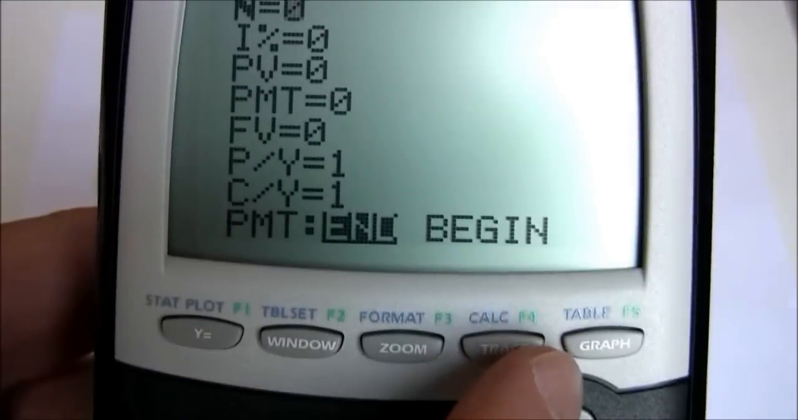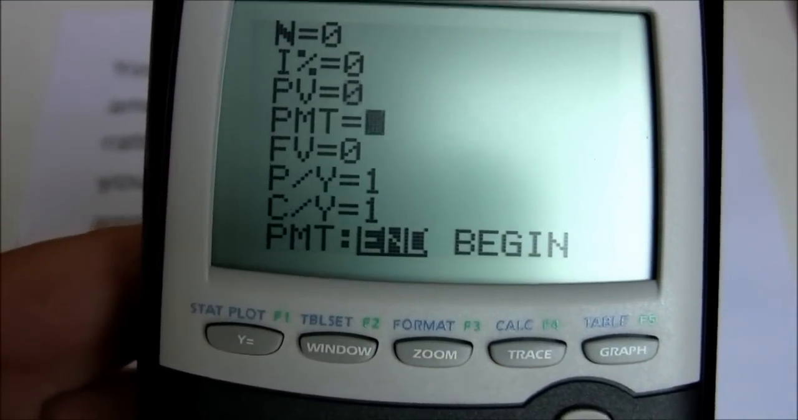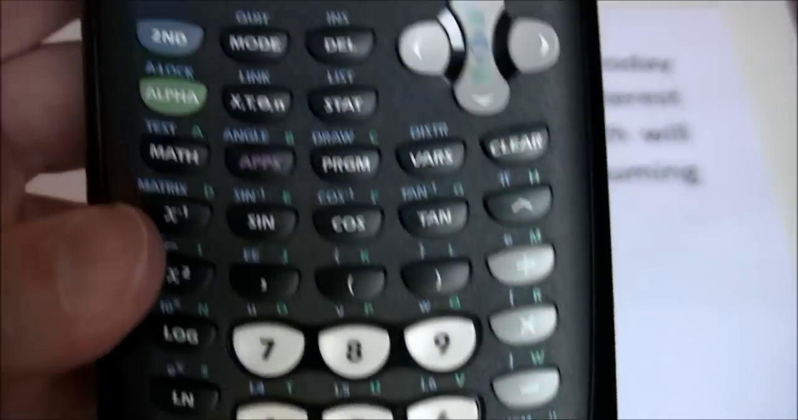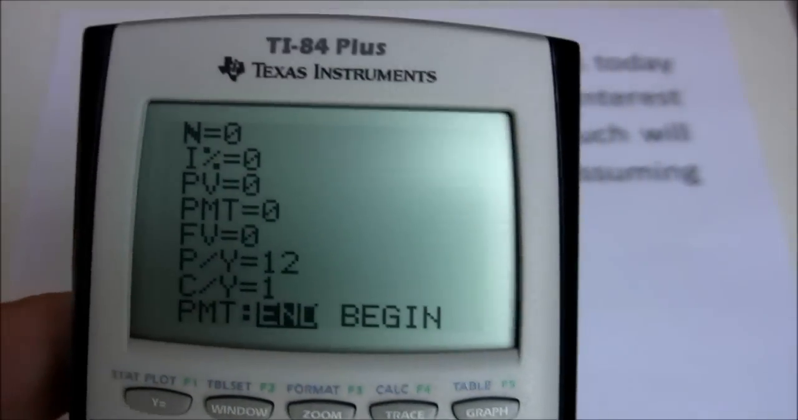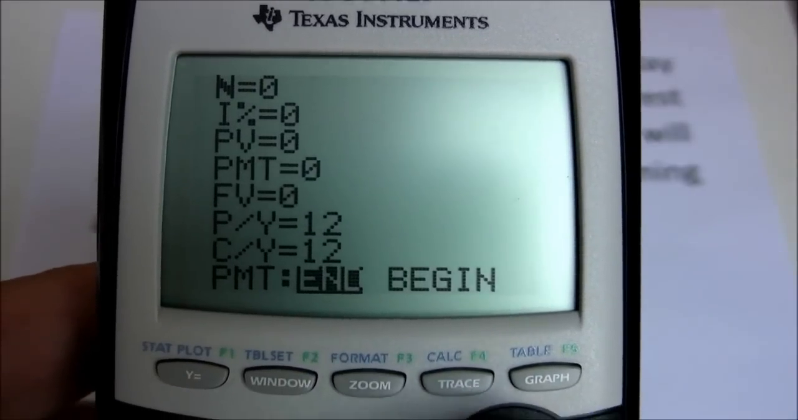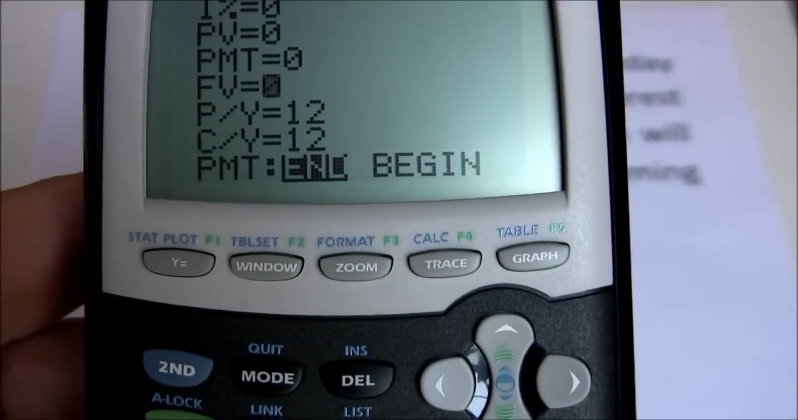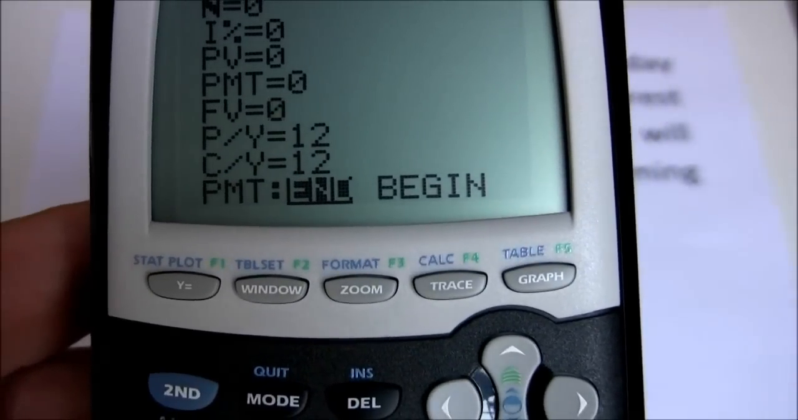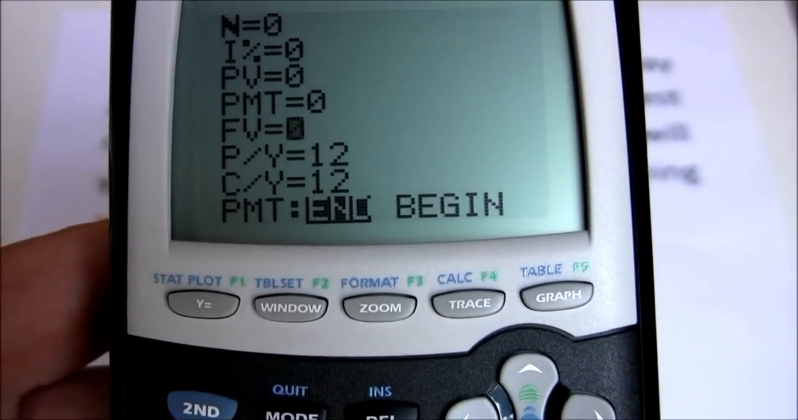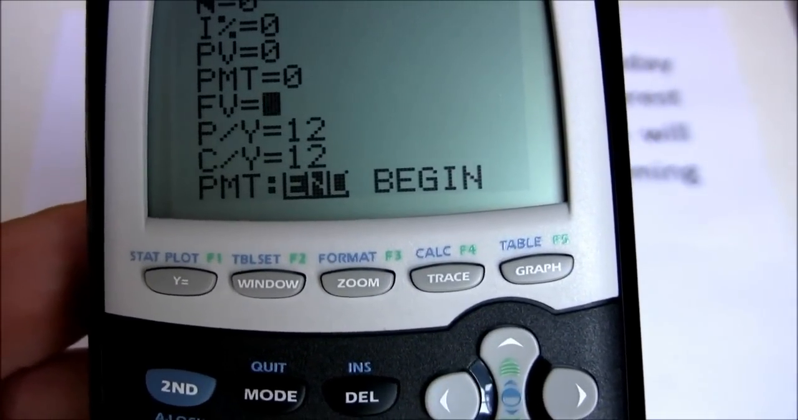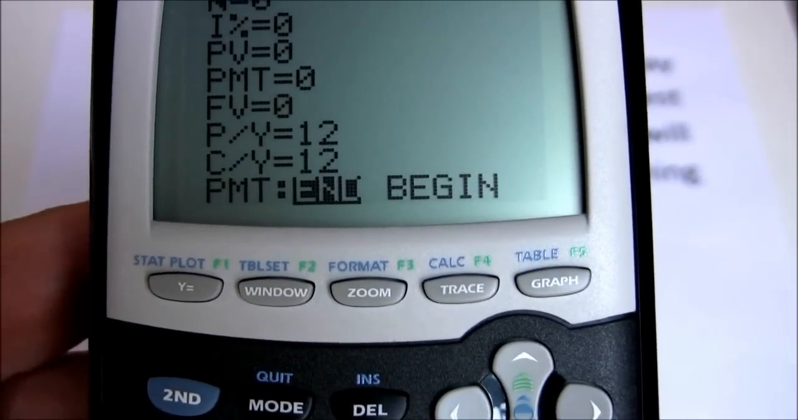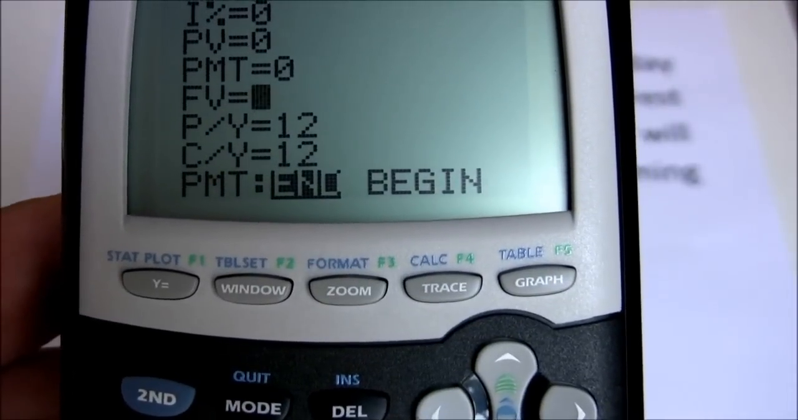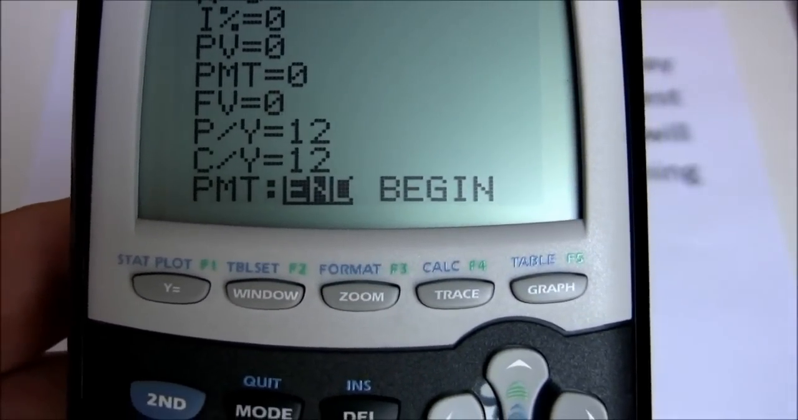Just use this directional keypad to get to the periods per year area. And I press 12. Now when I do that, and then I go back up to my 5 key, notice my C/Y also changed to 12. So that's going to automatically default to the same setting. And that's what you want 99% of the time. If you really want to change it, then you can go change your compounding periods per year to something different. But for the purposes of this class and 99% of what you're going to do in a real world scenario, those are going to be the same.